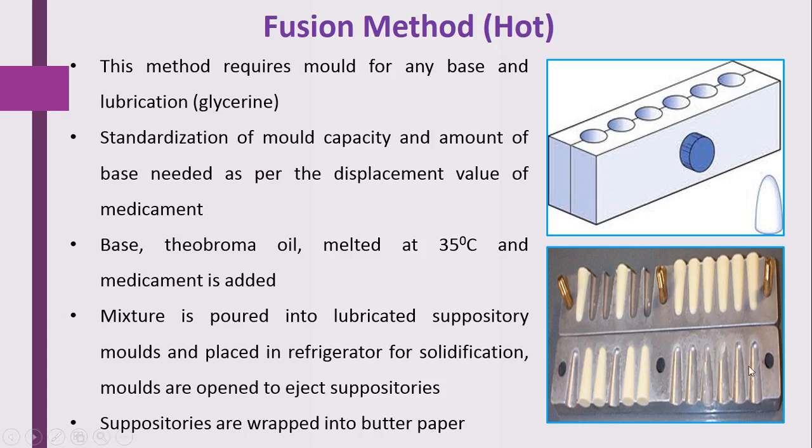Lubrication is done on this mold before pouring the actual mass into it. Just remember that here. After this wrapping, the suppositories are ready for dispensing. Like these, the steps are involved in this fusion method. So these are the three methods which are used for the preparation of suppositories: first, the hand molding method, second, the cold compression method, and third, the fusion method.